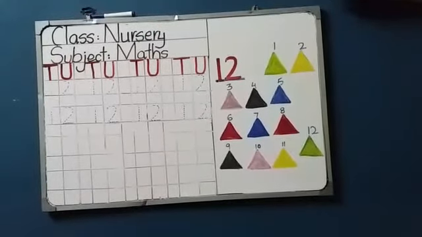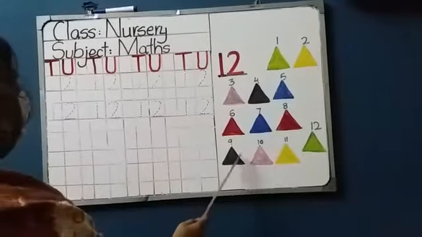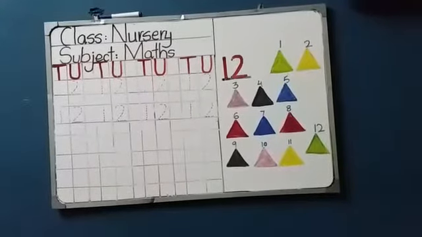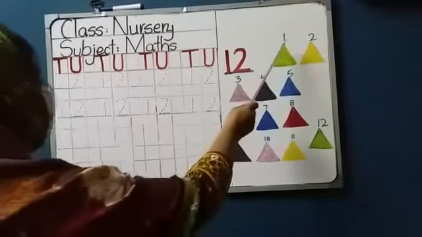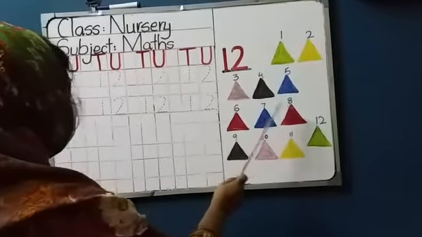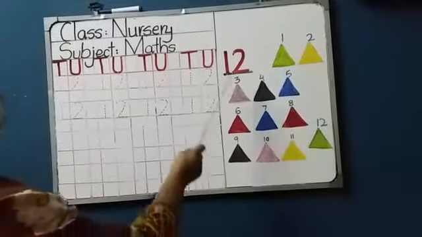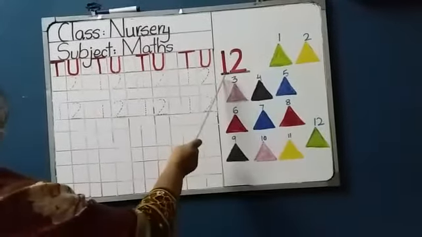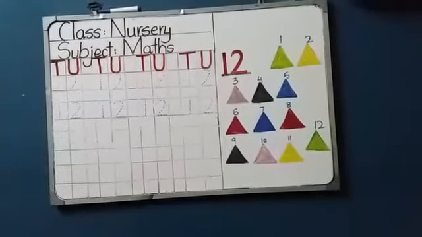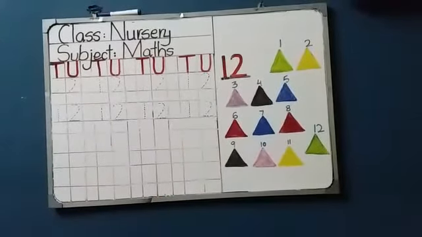Now we have examples here. So look at the example. What is this? These are triangles. Now let's count it. Count with me. 1, 2, 3, 4, 5, 6, 7, 8, 9, 10, 11, 12. So we have 12 triangles. We have 12 triangles.